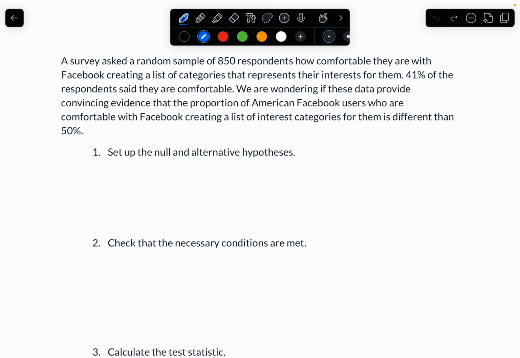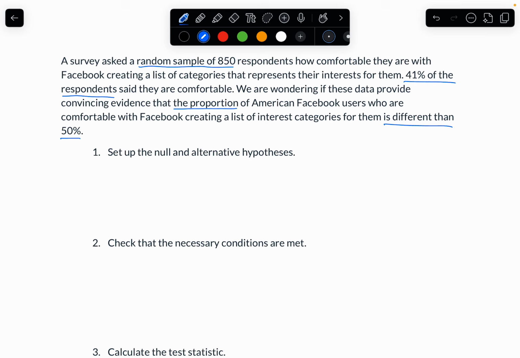We've got a survey that asked a random sample of 850 respondents how comfortable they are with Facebook creating a list of categories that represents their interest for them. 41% of the respondents said that they are comfortable. We are wondering if these data provide convincing evidence that the proportion of American Facebook users who are comfortable with Facebook creating this list of interest categories for them is different than 15%. And the important thing here is we're talking about proportion.